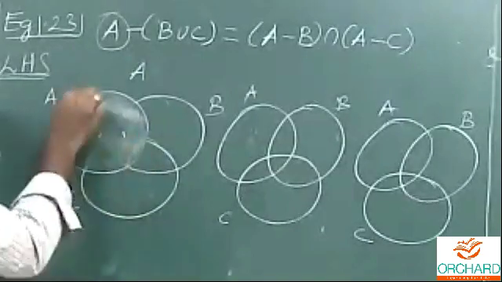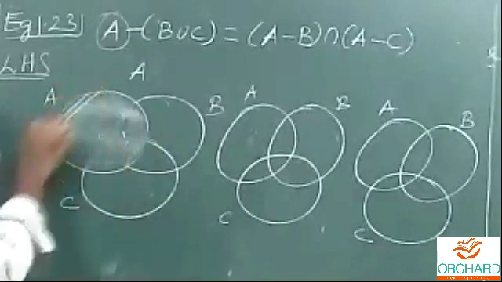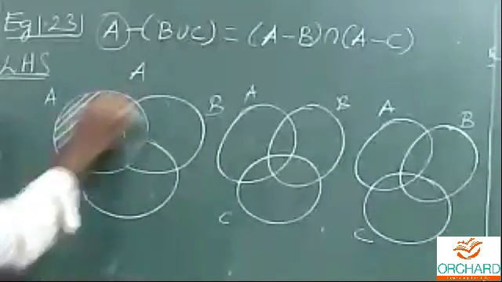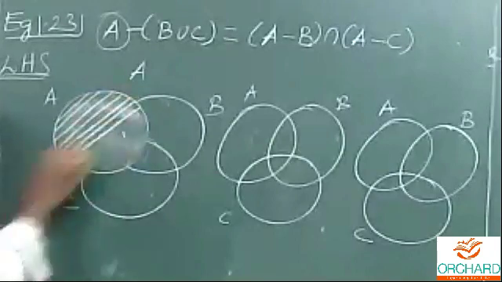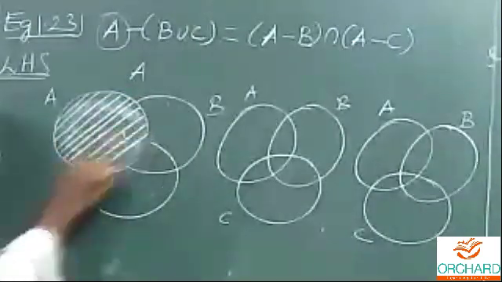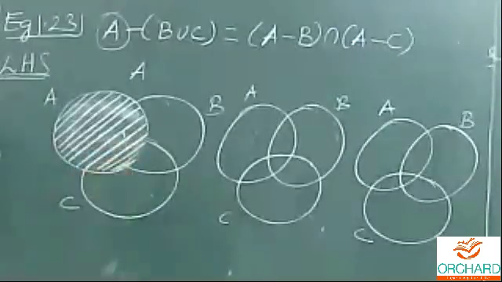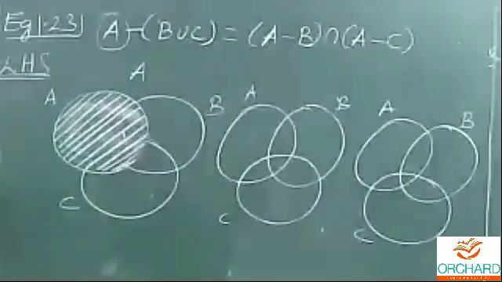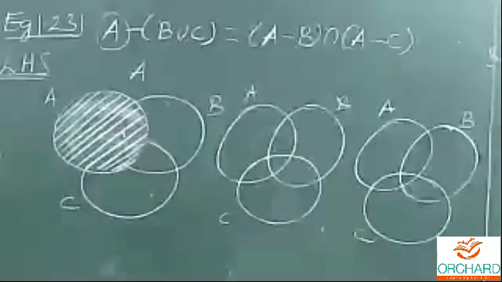Or you can use lines. Either shade it or draw lines, to shade the A circle fully.